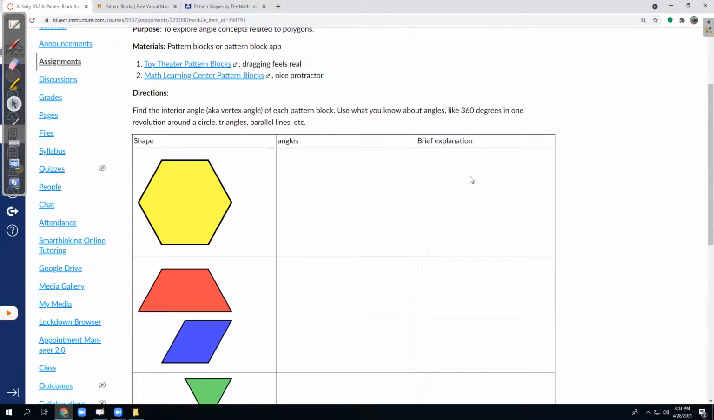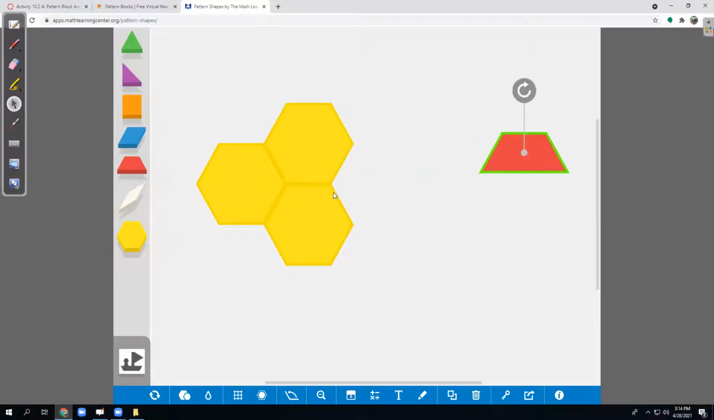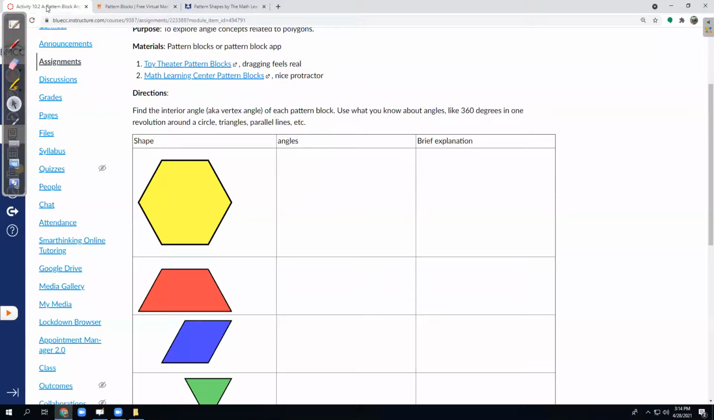So for example, here I might write that I was able to put 3 of them together to form a 360-degree angle. So 360 divided by 3 means each angle is 120. So just a brief explanation about how you put them together and how you determine that. So let's do one more of those.